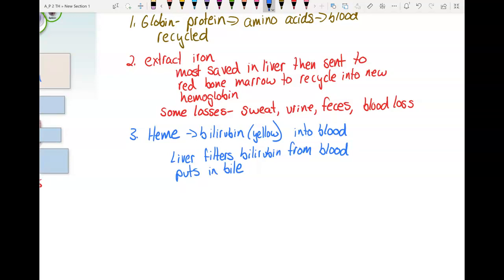It's made by your liver, it's stored by your gallbladder, it's sent to your intestine when you eat, and it helps your body digest fats. And you may have seen it sometimes when you're really sick and you're throwing up a lot and it looks like you threw up some egg yolk. That's your bile.